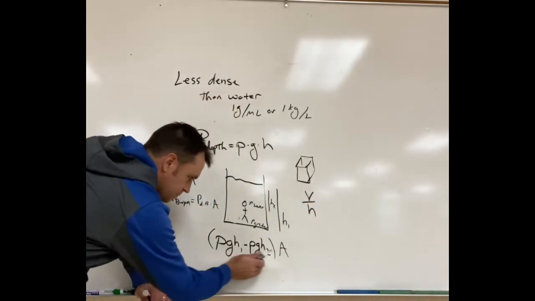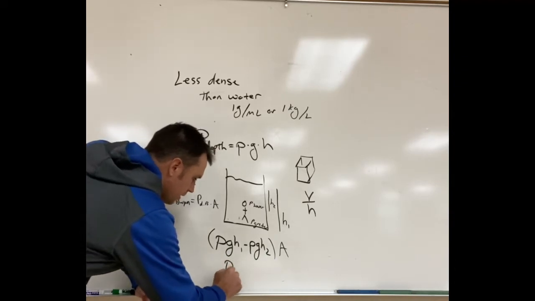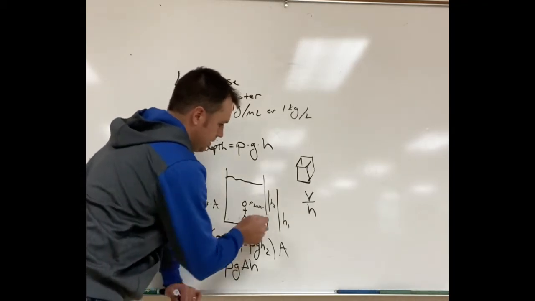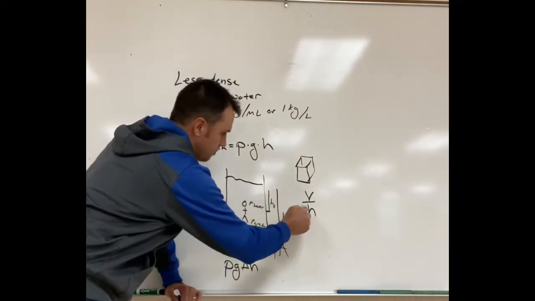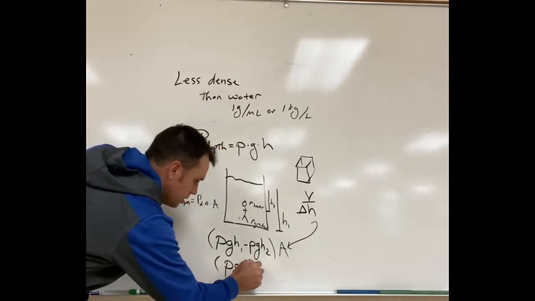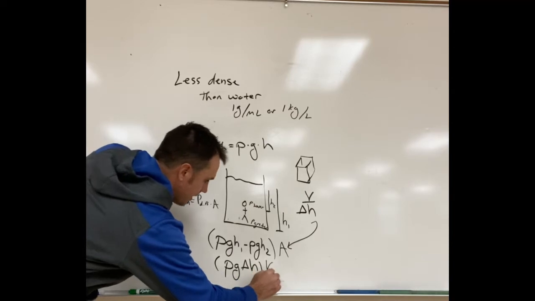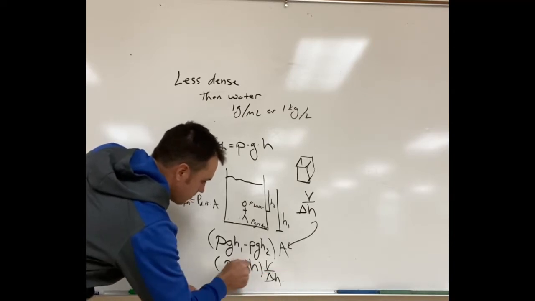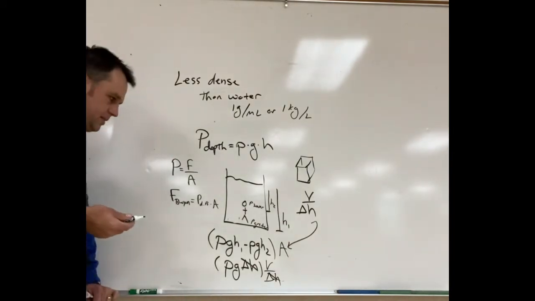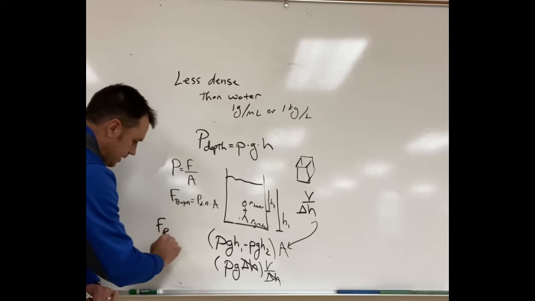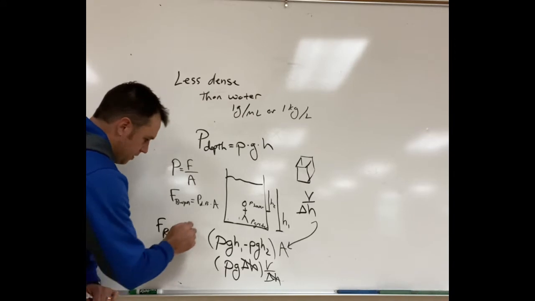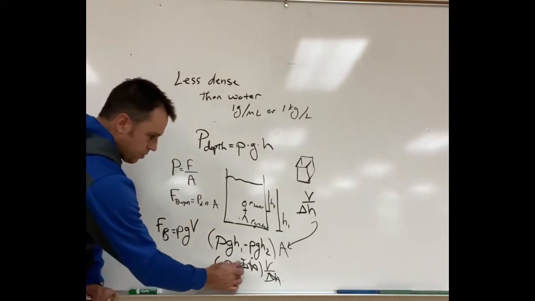All right, well, I could clean this PGH1 minus PGH2 up and say PG change in H. Okay, and really, the difference between here and here is your change in H. So really, volume divided by change in H is what I want to put in for area. So I'm going to take PG change in H times volume divided by change in H. So look at that, it cancels. So it doesn't depend on your height at all. Really, the force of buoyancy is the density of the fluid times gravity times volume. Density of fluid times gravity times volume.